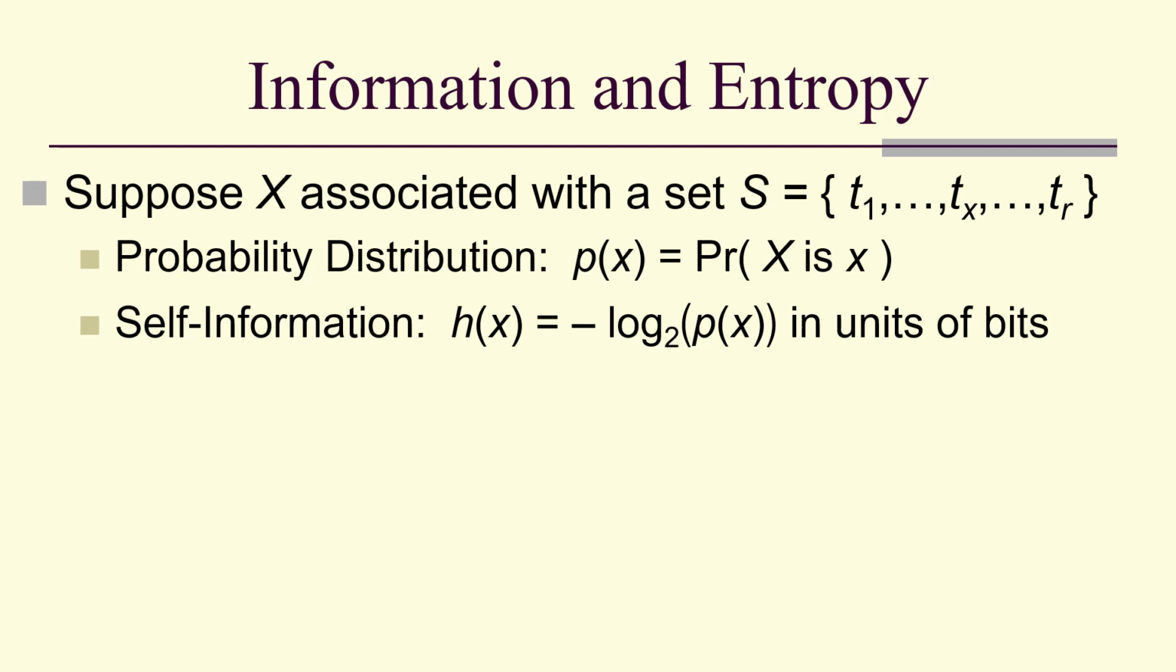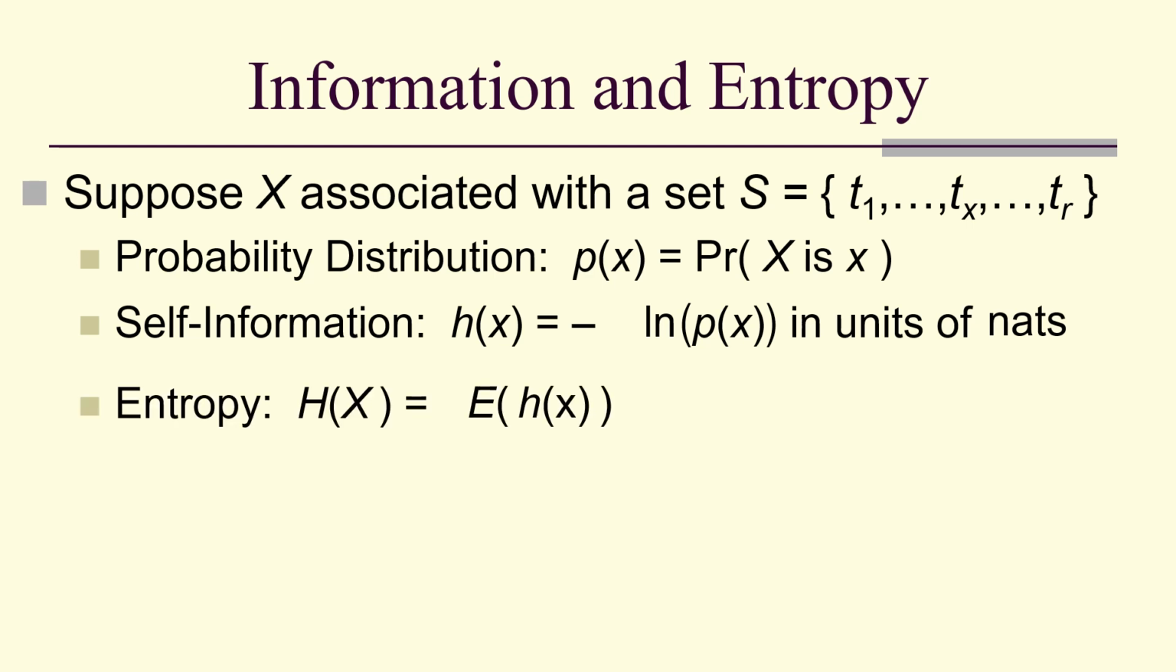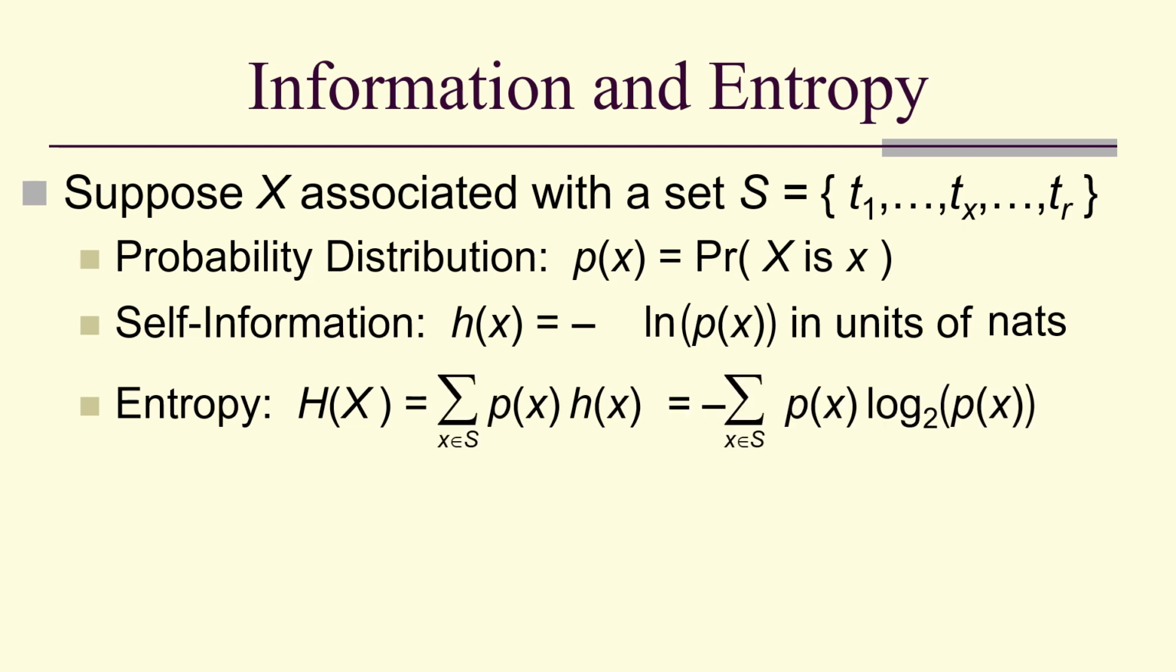Self-information h of x is the negative log base 2 of p of x in units of bits, or negative log base 3 of p of x in units of trits, or we can do it in nats, in which case we're using the natural logarithm. The entropy is the expected value of the self-information, which by definition is this, and written out looks like this, negative sum p of x log base 2 of p of x.